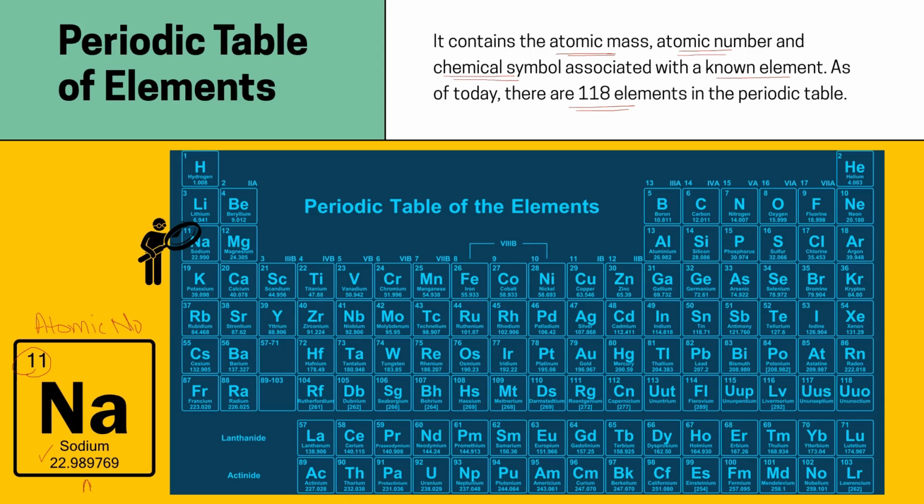22.989769 represents the mass number, which tells us about the number of protons and neutrons present in the nucleus of an atom. This Na is the chemical symbol of the associated element. So in short, from a periodic table, you can come to know the atomic number of the element, the chemical symbol of an element, and the mass number of an element.